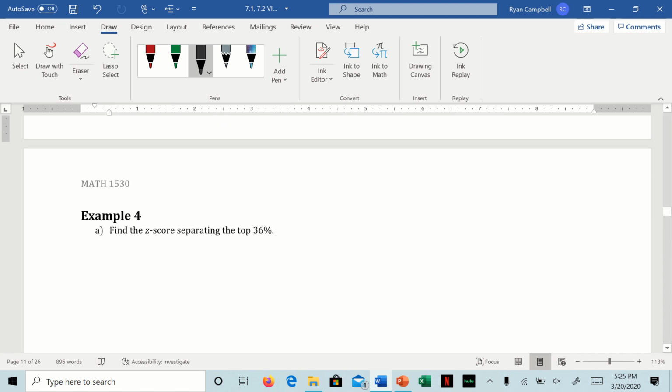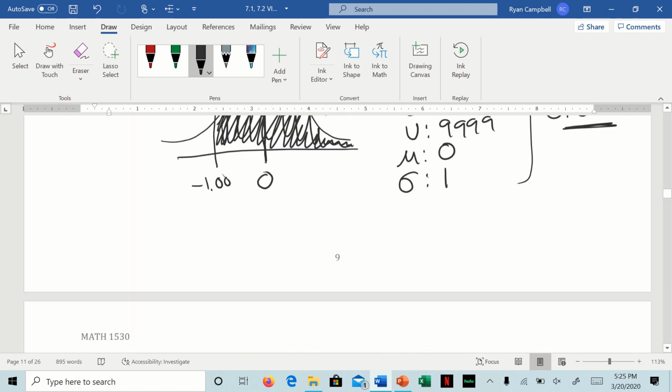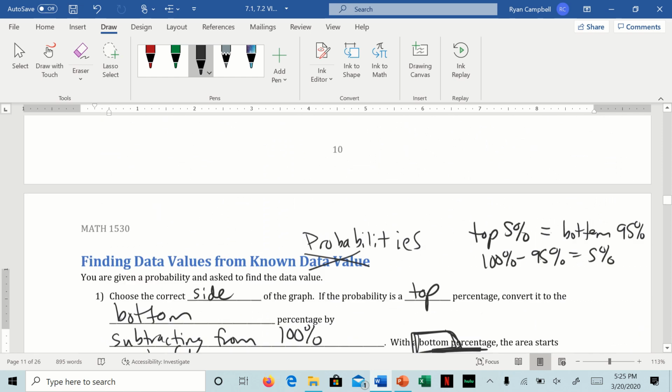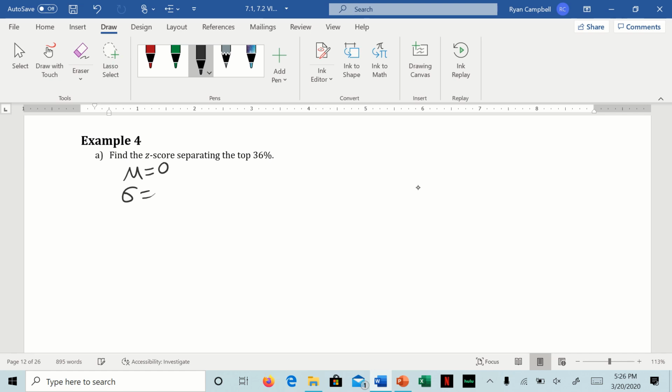All right, so let's look at example 4. I thought we were on example 3. Nope, we're on example 4. Cool, cool, cool. All right, so find the z-score separating the top 36%. So z-score, what's our mean and standard deviation? So hopefully you said that the mean is 0, standard deviation is 1. That's what the definition of a z-score is.